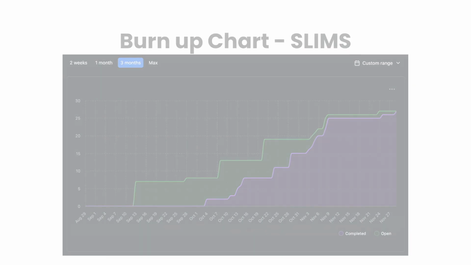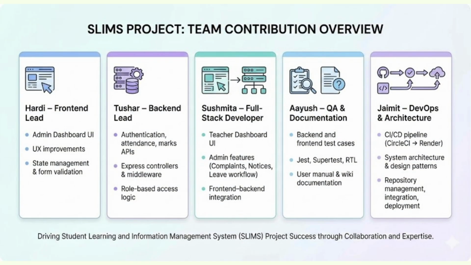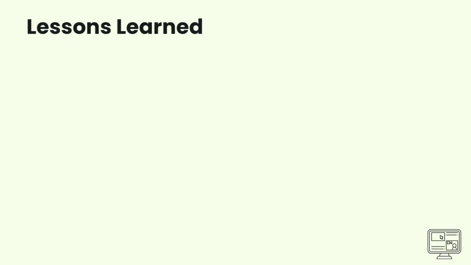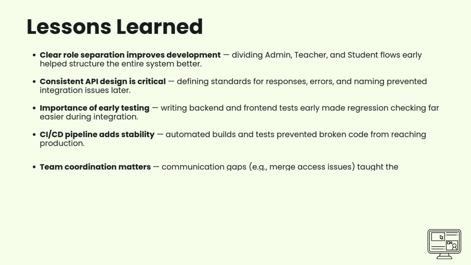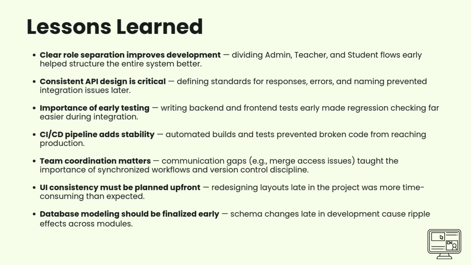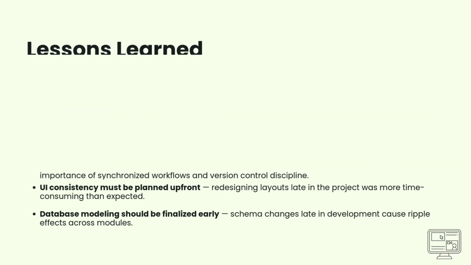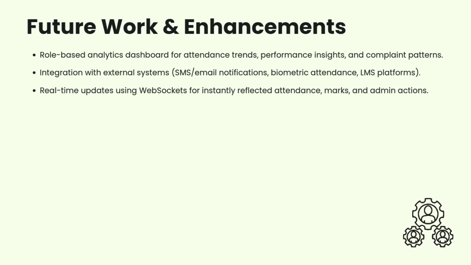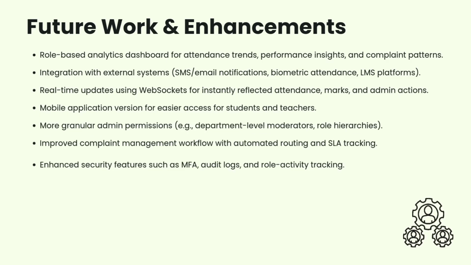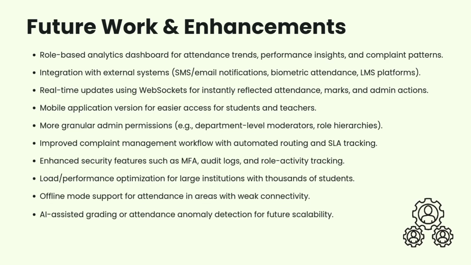Success was a team effort. We divided the roles very clearly. Hardi led the front end, Tushar on back end, Susmita as full stack, Ayush on QA, and Jaimit handling the DevOps and architecture part. Throughout the project, we learned the importance of clear role separation and consistent API design. We also found implementing CI/CD earlier saved us significantly from integration headaches. Looking ahead, we plan to implement role-based analytics, notification system, mobile application, and enhanced security features.